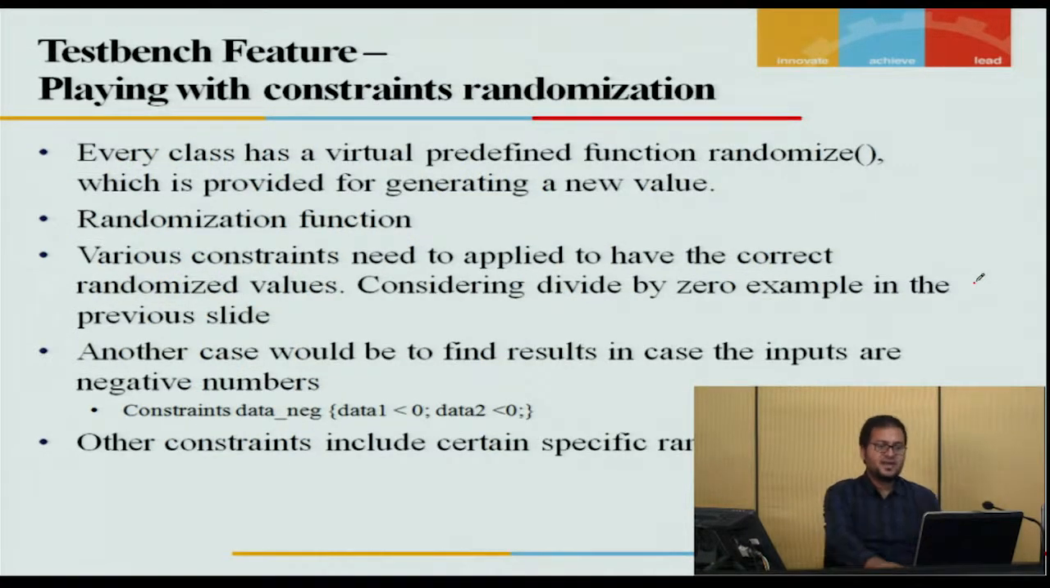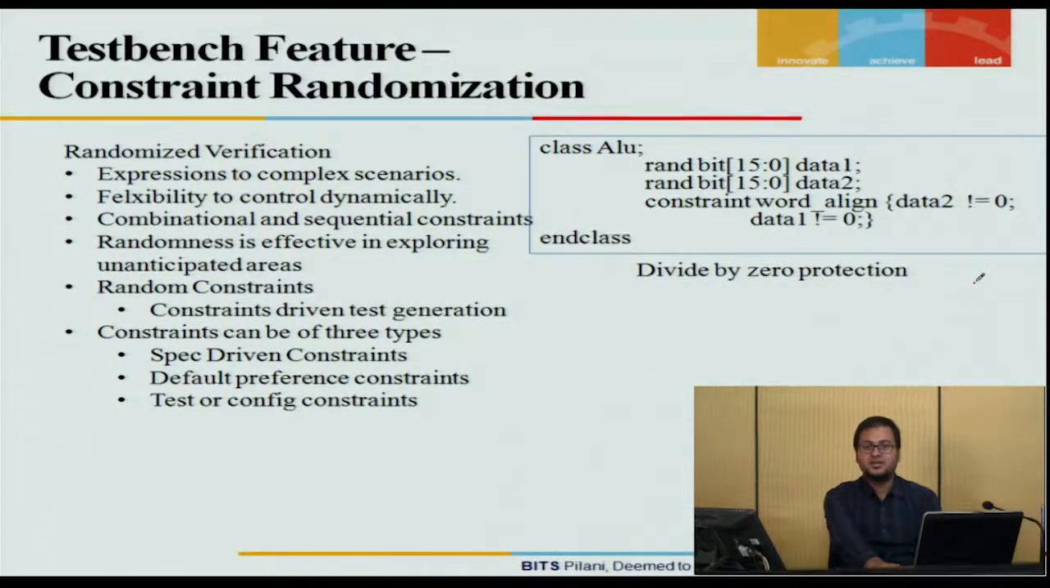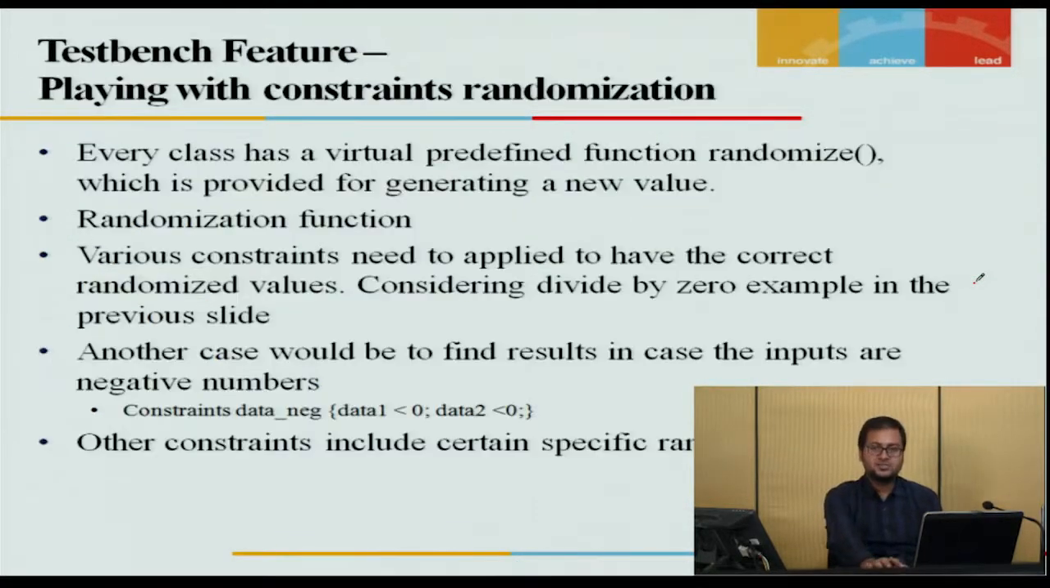So every class has a virtual predefined function randomize. In the previous example you can see that there is rand bit data 1, rand bit data 2. Once you call the randomize function on the object of the class, only then the randomization will happen, and it is not 100% sure that randomization will take place or not. We'll come to that in the next few slides.